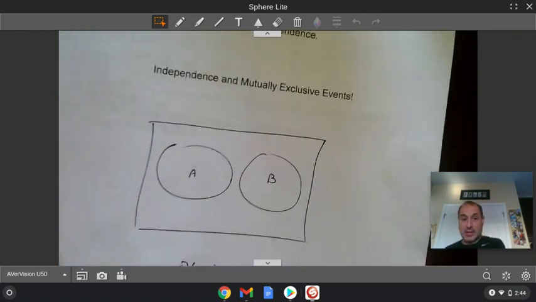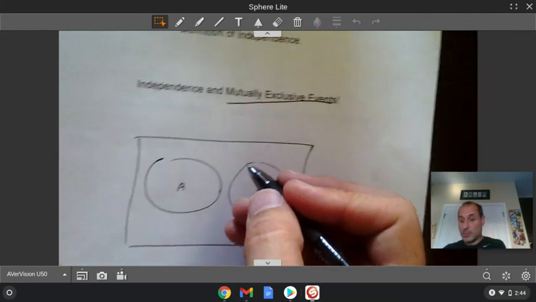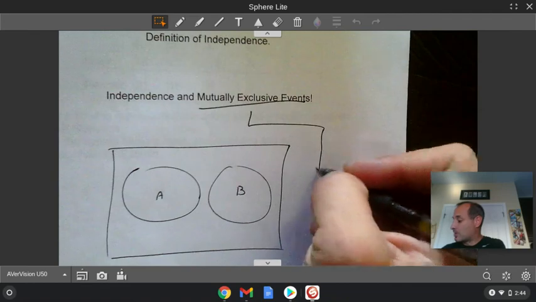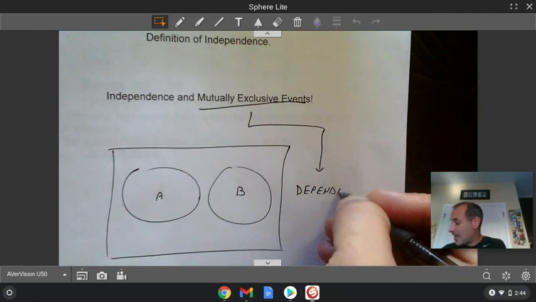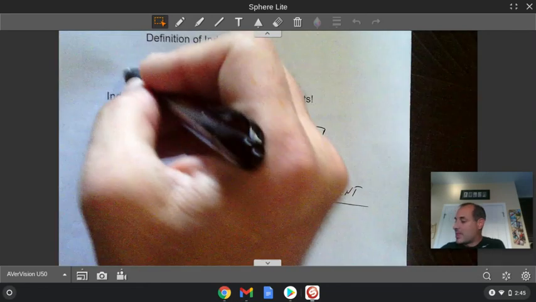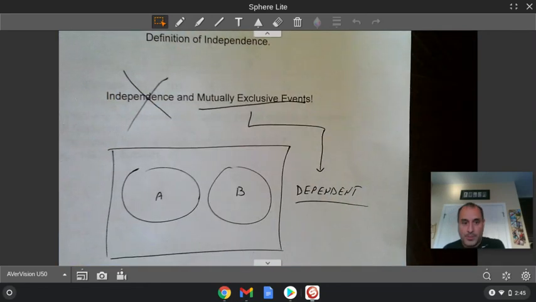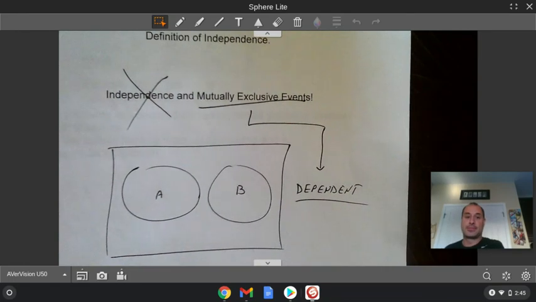So, period. If two events are mutually exclusive, the events must be dependent. That is super important. For some reason or other, students get confused and they think independent and mutually exclusive mean the same thing. They actually do not at all. If two events cannot occur together, then one must affect the chances of the other occurring. Period.